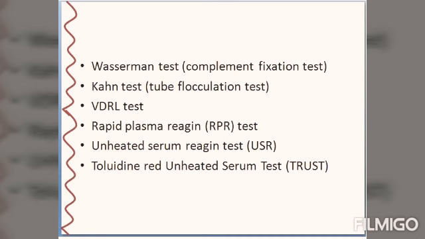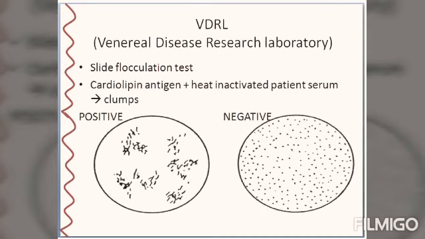And moving to VDRL test, VDRL means Venereal Disease Research Laboratory. It is a slide flocculation test. We are performing this VDRL test using a special type of cavity slide. In that slide, we are taking patient serum, that is heat inactivated patient serum. It is mixed with cardiolipin antigen which is commercially available.